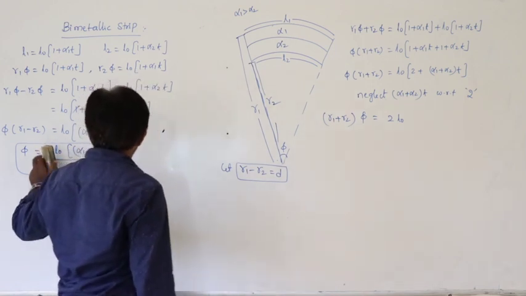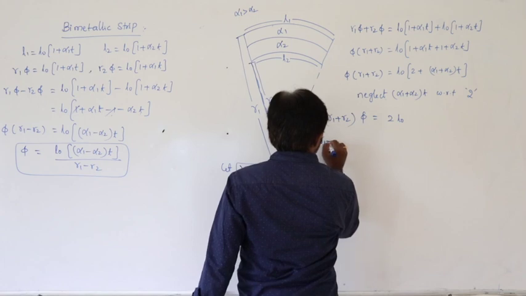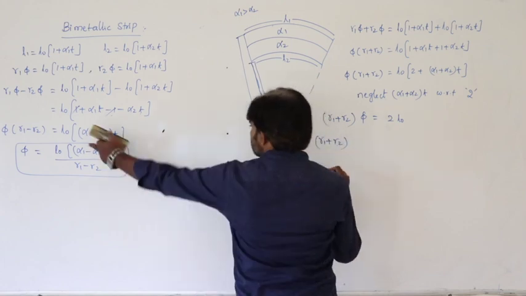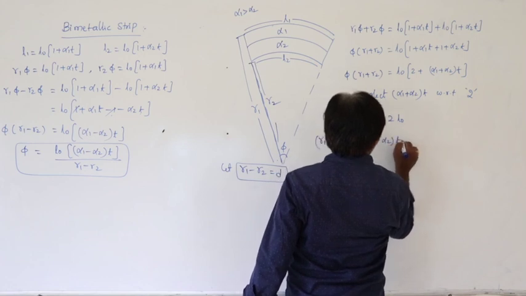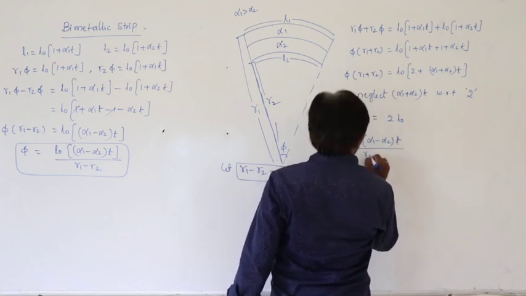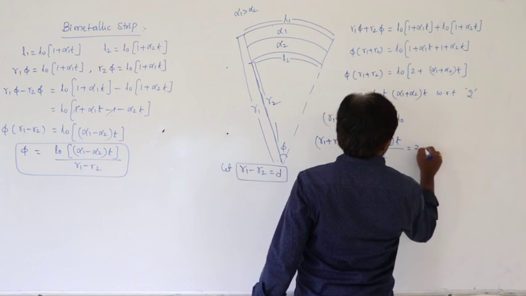But what is the value of phi here? R1 plus R2 into, what is the value of phi? L naught into alpha 1 minus alpha 2 into T divided by R1 minus R2, that is equal to 2 L naught.